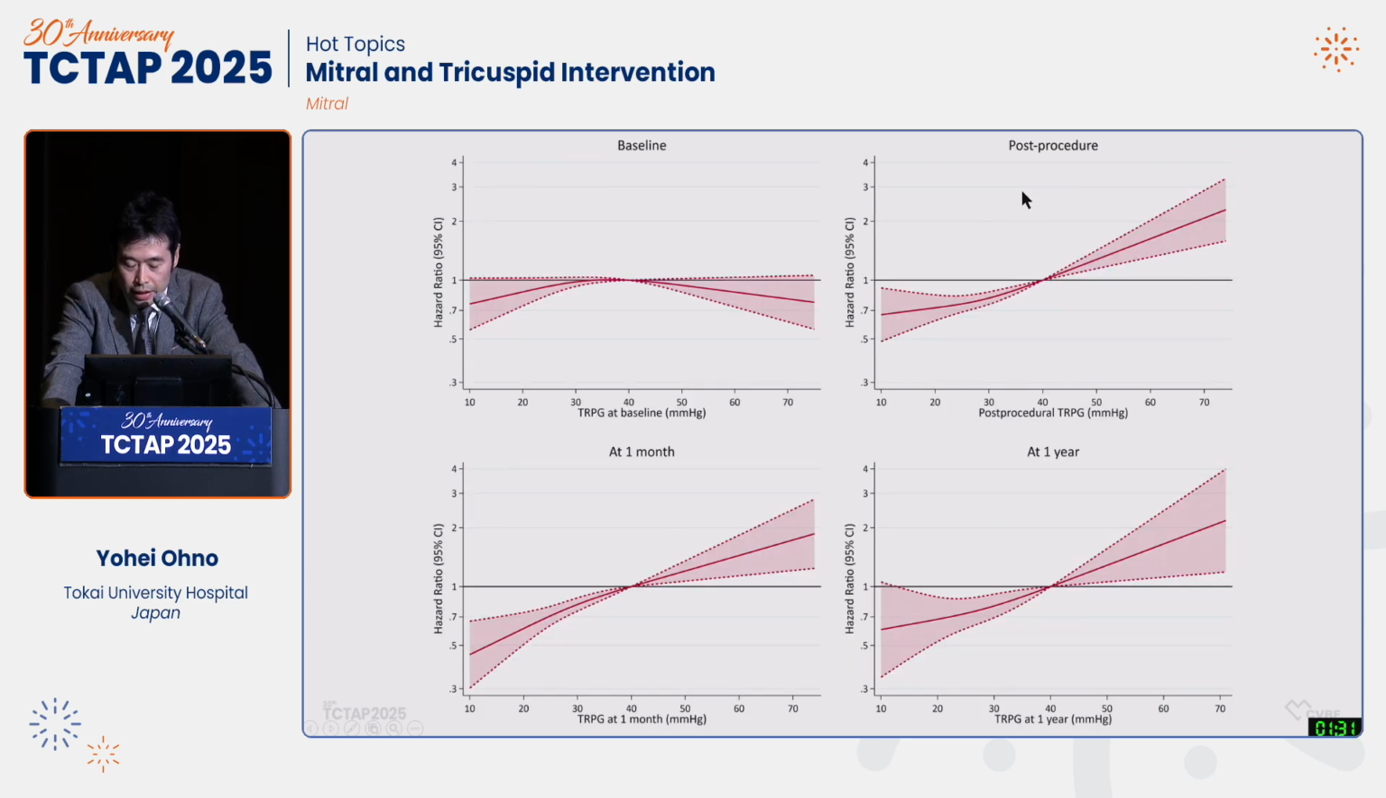We tried to identify the association using this spline curve analysis, of whether the baseline, post-procedure and follow-up tricuspid regurgitant pressure gradient was associated with the event. As you can see here, baseline TRPG was not associated with outcome. And more importantly, post-procedural and follow-up TRPG was strongly associated with events.